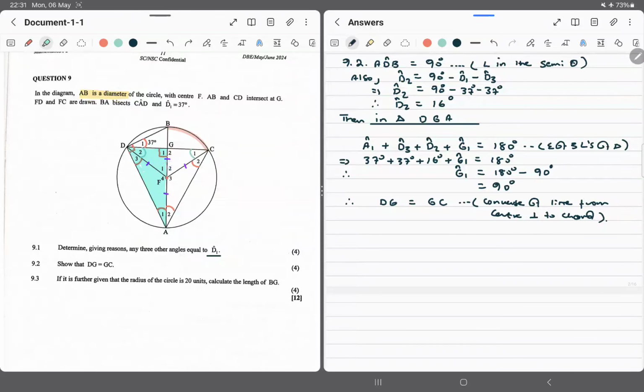Why did it converse? It's not converse. There's no converse here. Yeah, there's no converse.